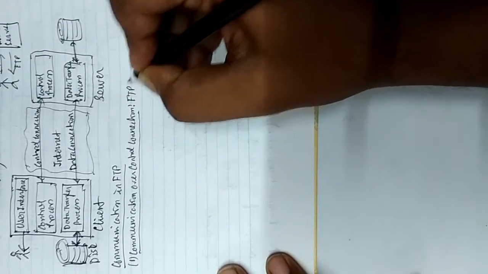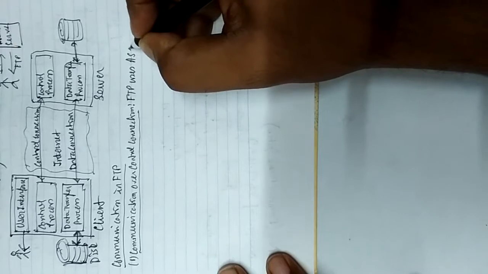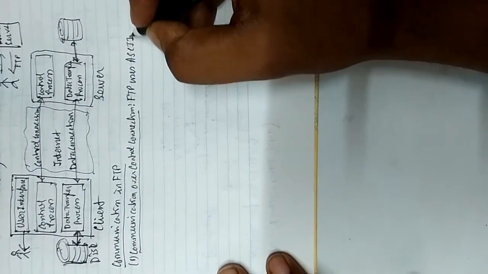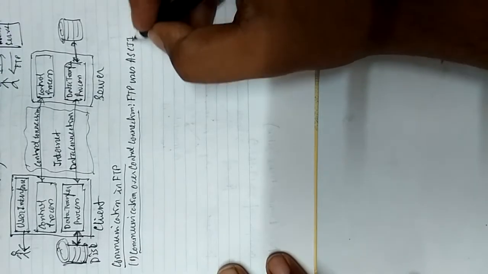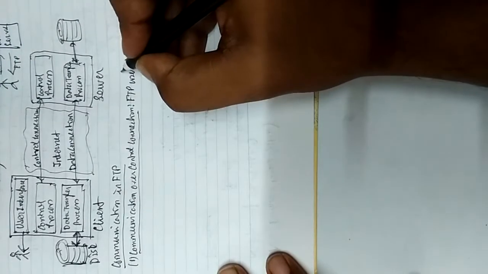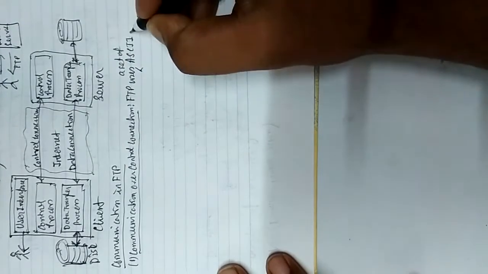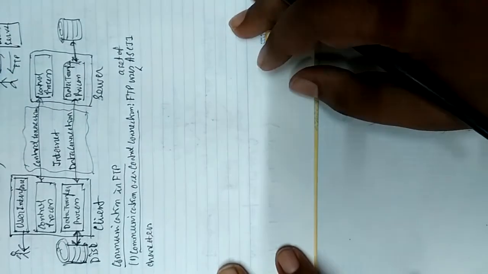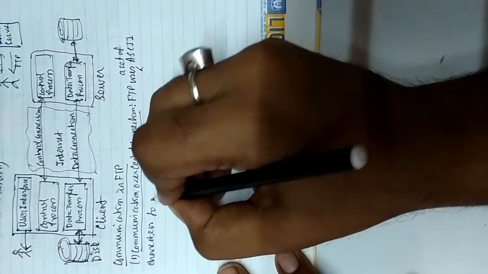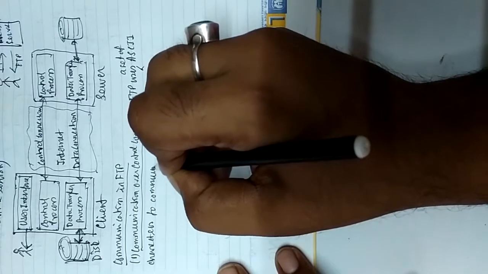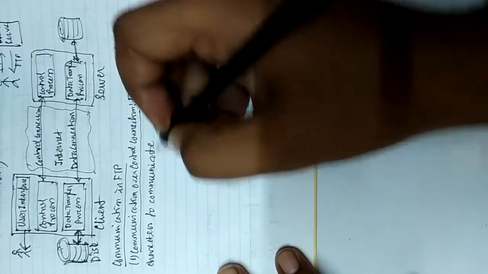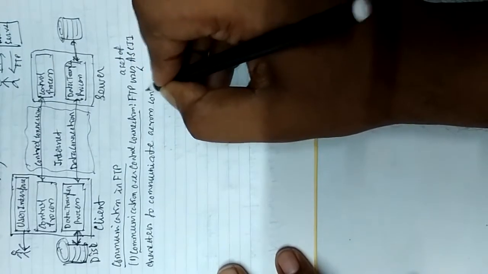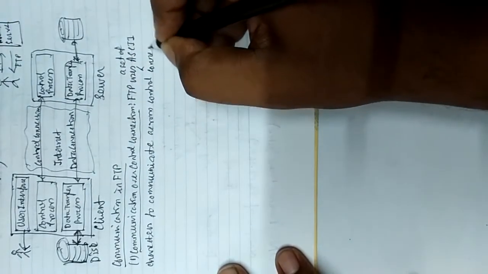So FTP uses a set of ASCII characters to communicate across the control connection.